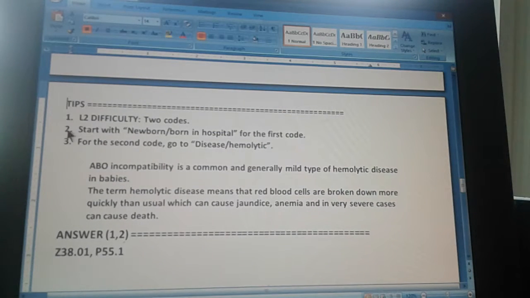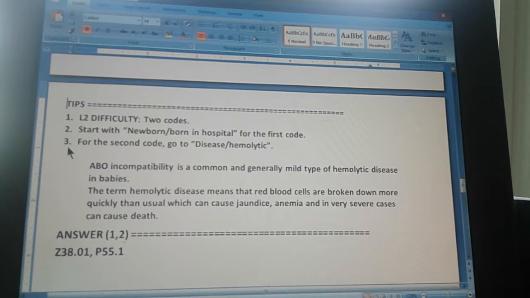Tip number 2 is how to find the first code. Start with newborn, born in hospital, for the first code. Although the problem doesn't specifically tell us the baby was born in a hospital, remember we're using ICD-10-CM, which is for use in hospitals. So when you go to newborn, there's a category born in hospital. Even though it's not in the text, you go there.